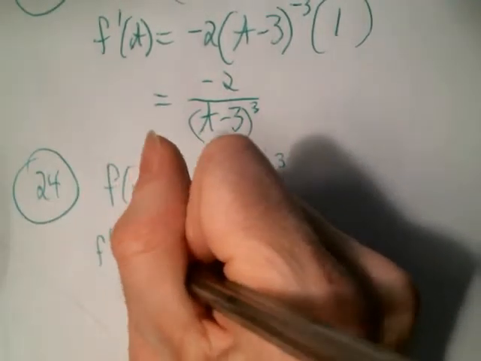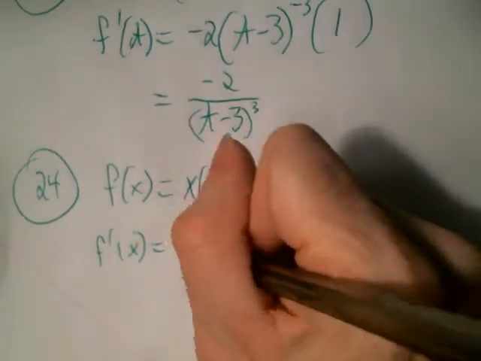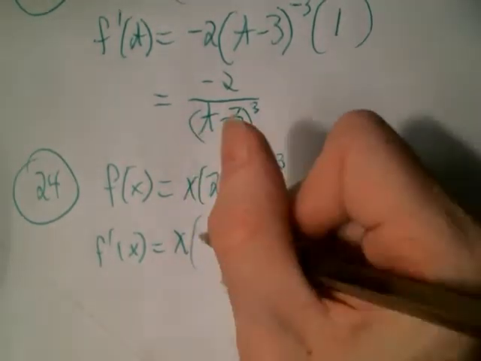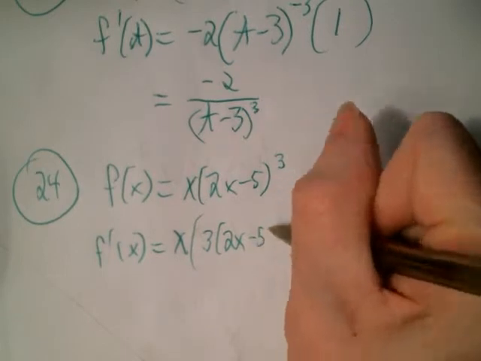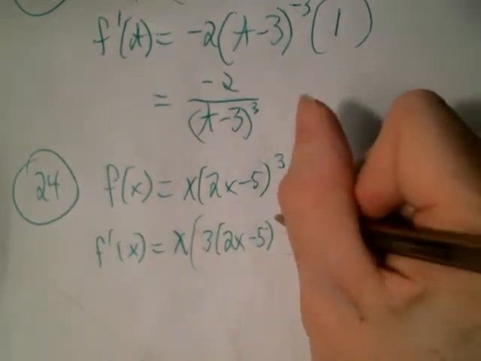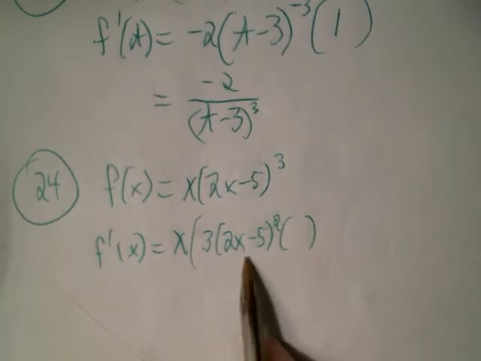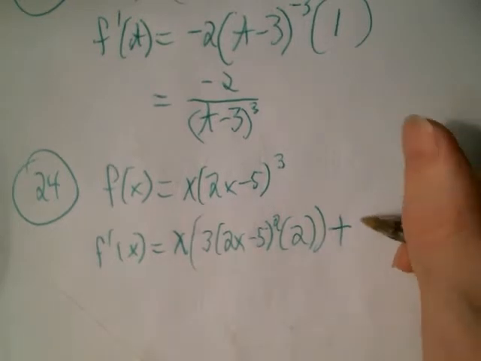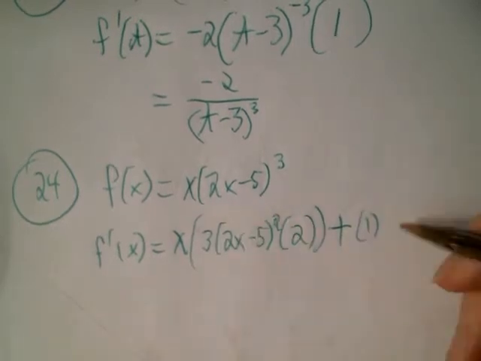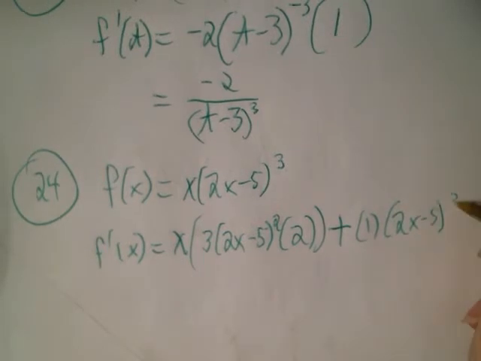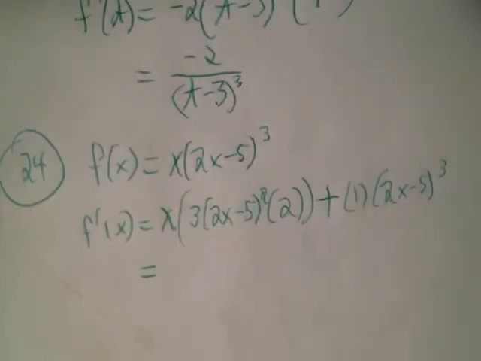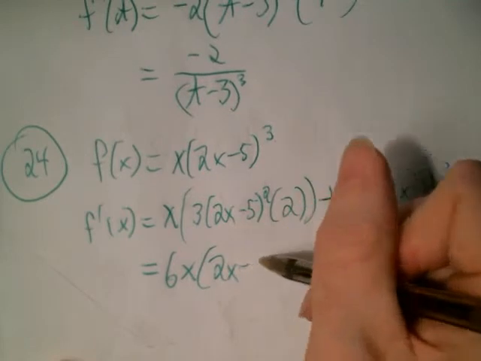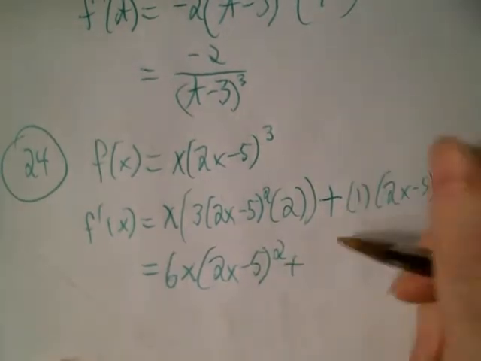So f prime of x, leave x alone and take the derivative of this other part. So I bring down the 3 times 2x minus 5 raised to the 3 minus 1 power, which is 2, and then times the derivative of its guts, which is just 2, plus take the derivative of x, which is 1, times leave this guy alone. So it would be 2x minus 5 cubed. Clean it up. So I get 6x times 2x minus 5 squared plus 2x minus 5 cubed.